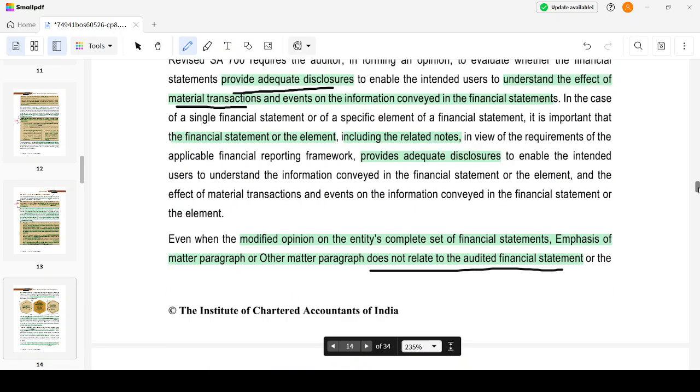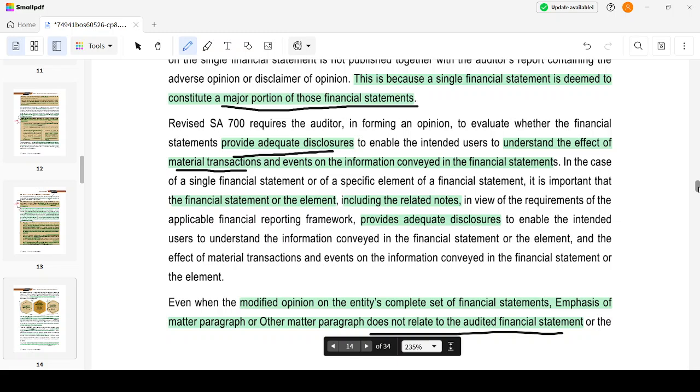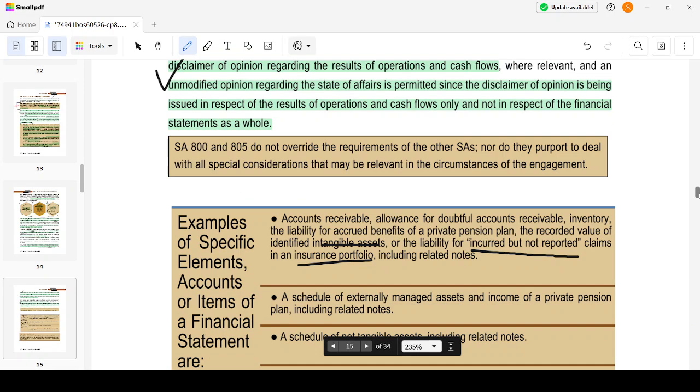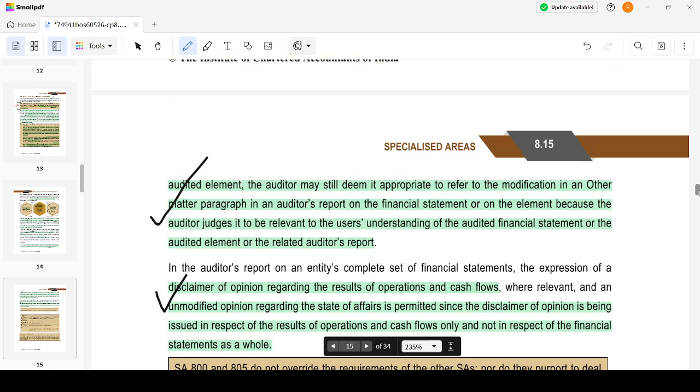SA 700 requires an auditor to check and evaluate whether all related disclosures and notes have been given to understand the effect of material transactions. Then, even assume they have given a qualified opinion, and I have given an unmodified opinion for a single set of financial statement, I may deem it appropriate to refer to that modification in my other matter paragraph, because I deem that is relevant for the user's understanding of the audited financial statement or other elements of the related auditor's report.